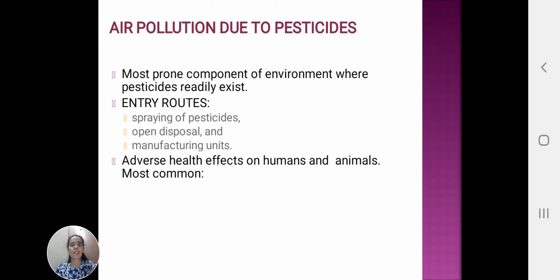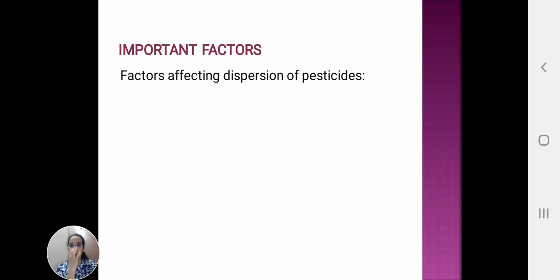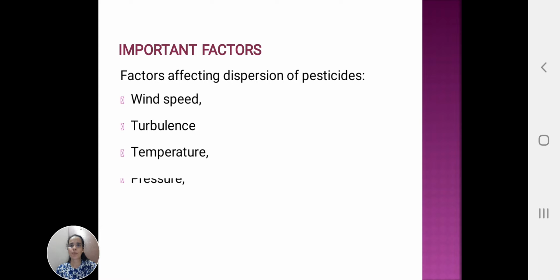If air is polluted, it has adverse effects on the health of humans and animals, the most common being respiratory diseases, asthma, nausea, allergy, etc. The important factors affecting dispersion of pesticides, as already studied, are the wind speed, turbulence, temperature, pressure, moisture content, and precipitation. All these factors affect and are involved in the movement or dissipation of pesticides, distribution of pesticides in one compartment as well as from one compartment to the other compartment.